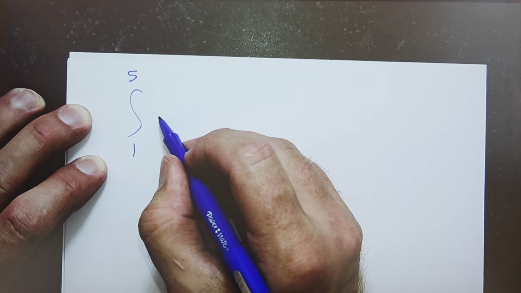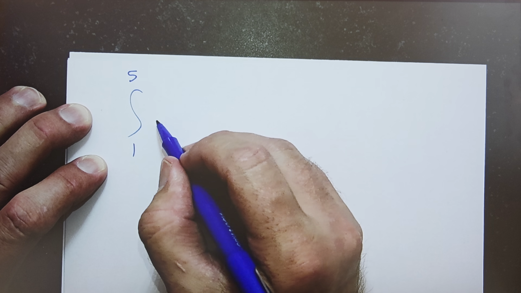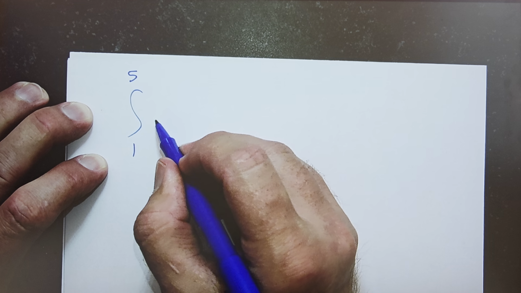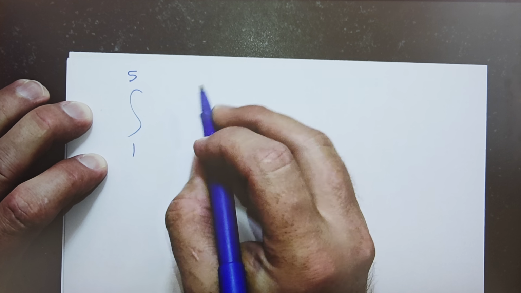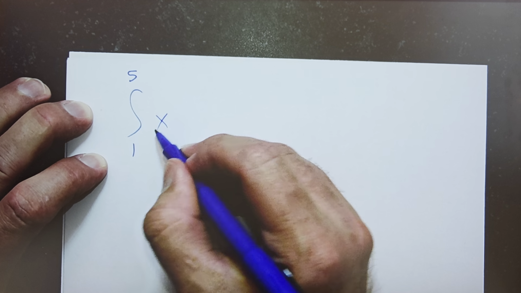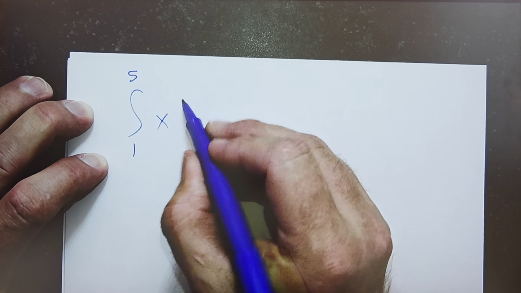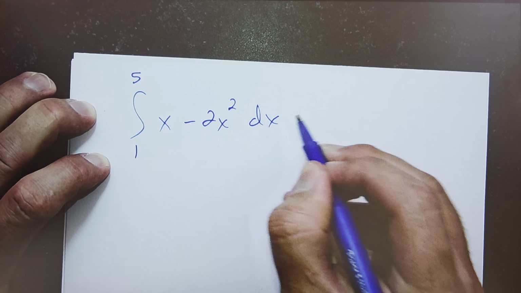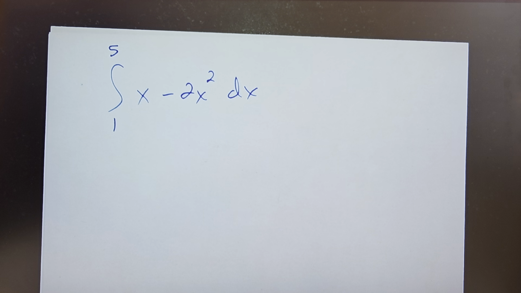Let's do, I'll just make it something like x minus 2x squared. There we go. I like it a lot.